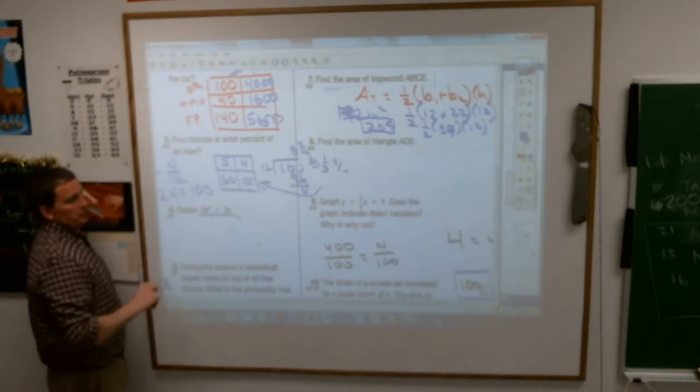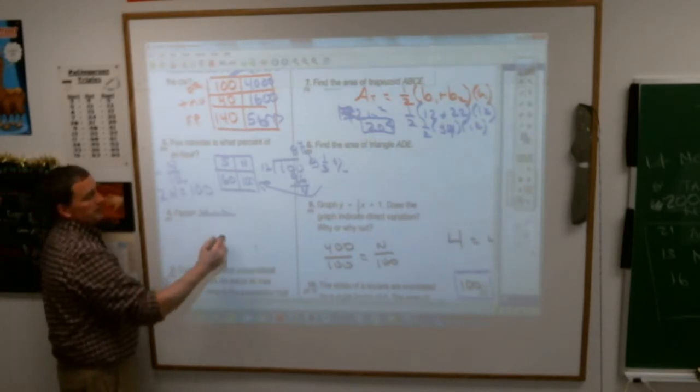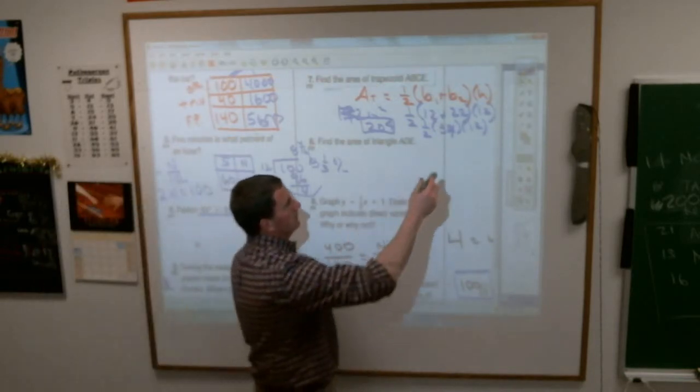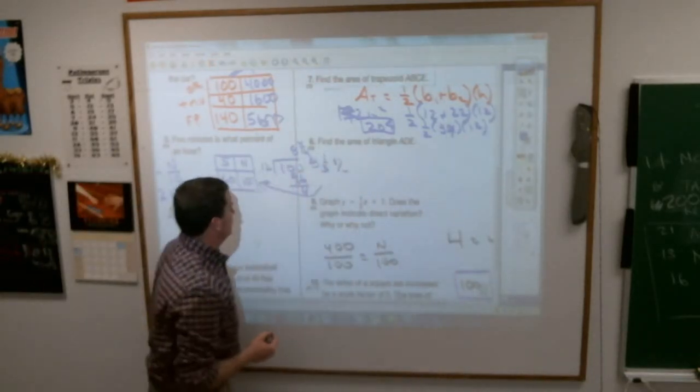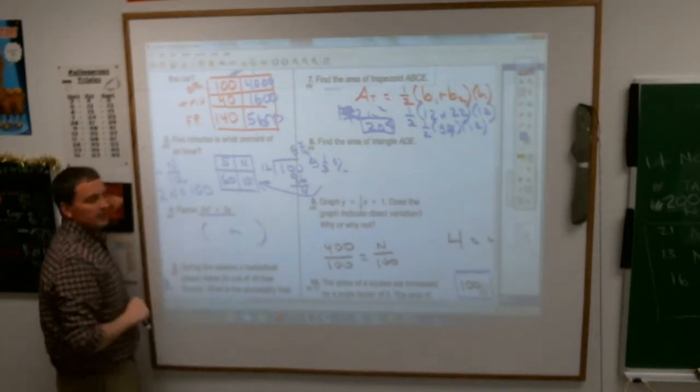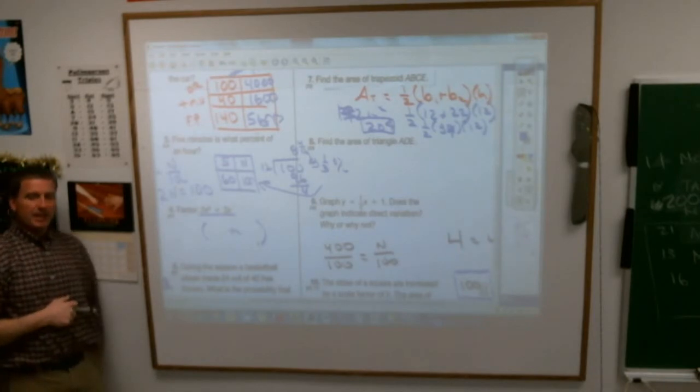Factor. Anytime they ask you to factor a two-term thing, you have to think: I'm going to do reverse distributive property and take something out of these two and put it out there. What do they have in common?